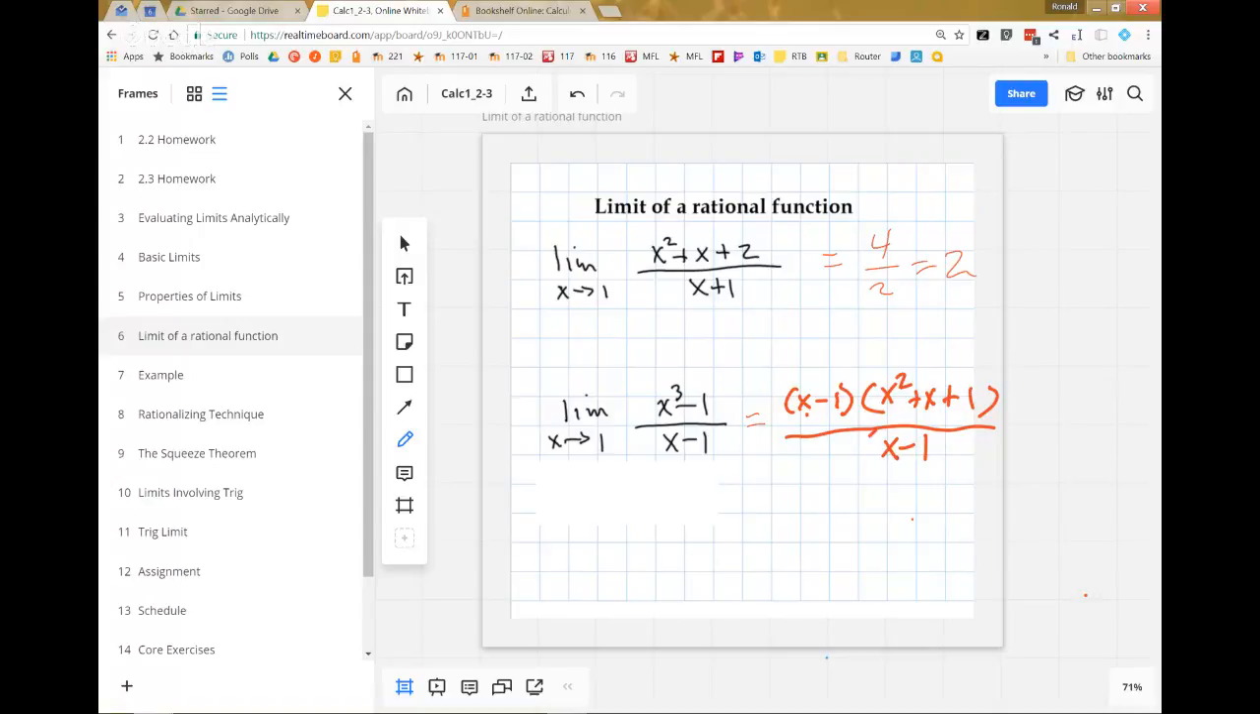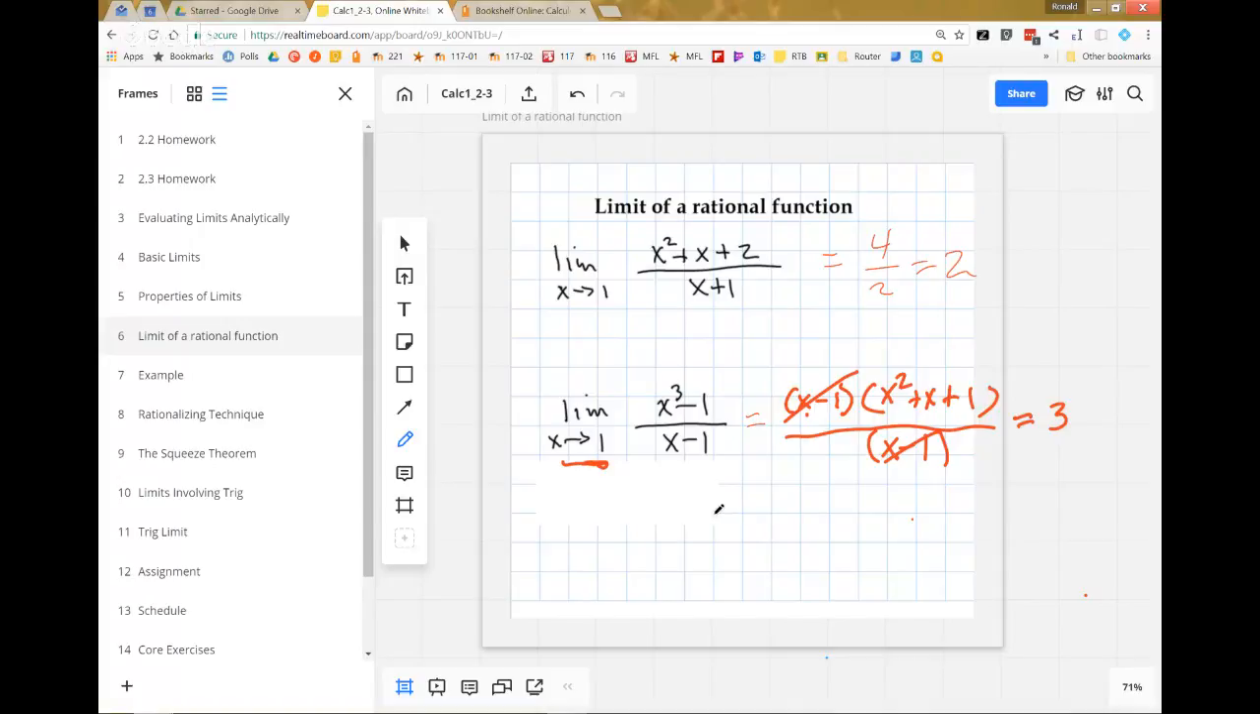So now that we have it factored, we can wipe that out. And now we can substitute the 1 in, and we actually do get a limit here. And any time along the way, we can also do a check.